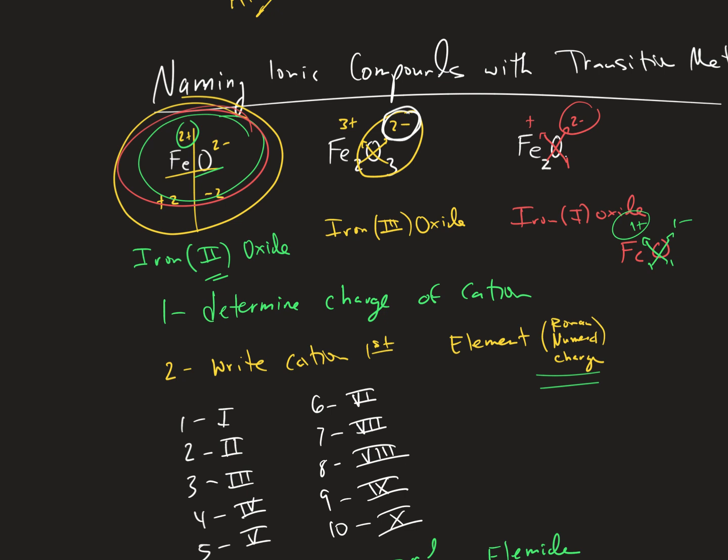No, because this is not oxygen 1 minus. So what do we do? Multiply everything by 2. So the oxygen is correct. If oxygen is correct, so is iron. That's how we would do that.